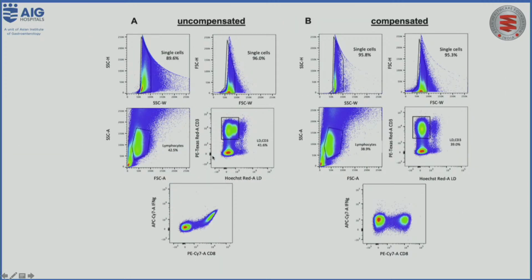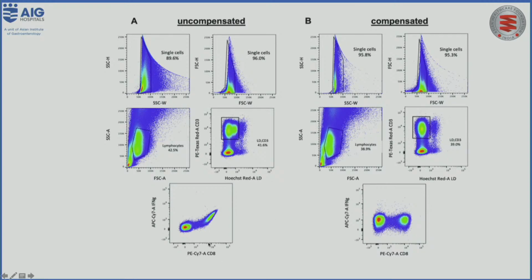This is one of the examples, compensated and uncompensated. In the non-compensated plot, you see there is a mix of viability dye with CD3. Here we are looking at CD3 and viability, and both populations are mixed. But when you do the compensation, you can separate the dead cells from the high CD3 population.